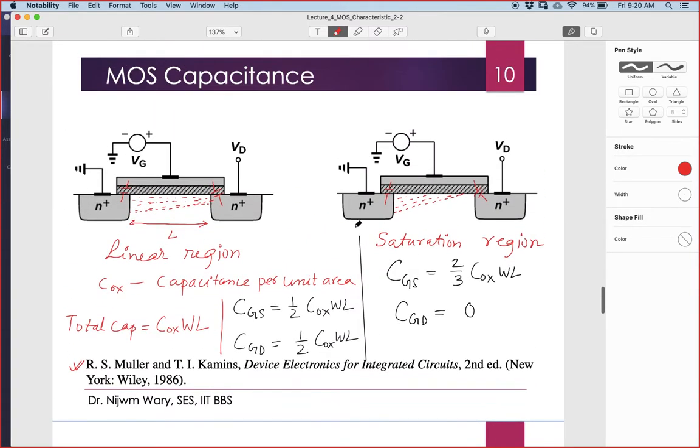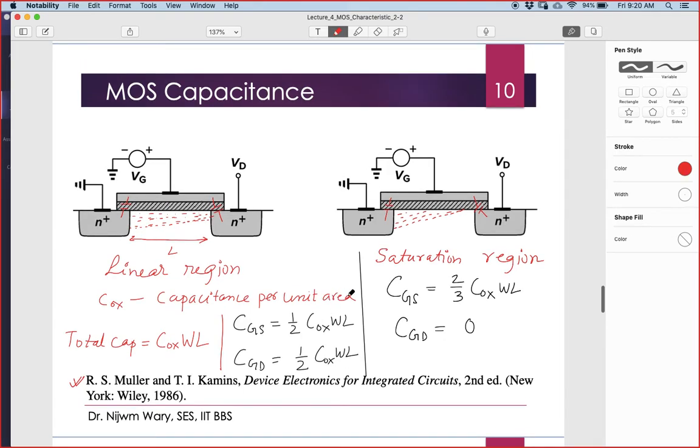Is this clear before I go to the next slide? Hello, is it clear? Excuse me, sir. Yes. Sir, if the channel is not connected to the drain, there will also be a capacitance between drain and substrate, because this is going to be reverse biased. Oh yeah, highly reverse biased, definitely. I have not yet shown that, so we'll come to this point later on.